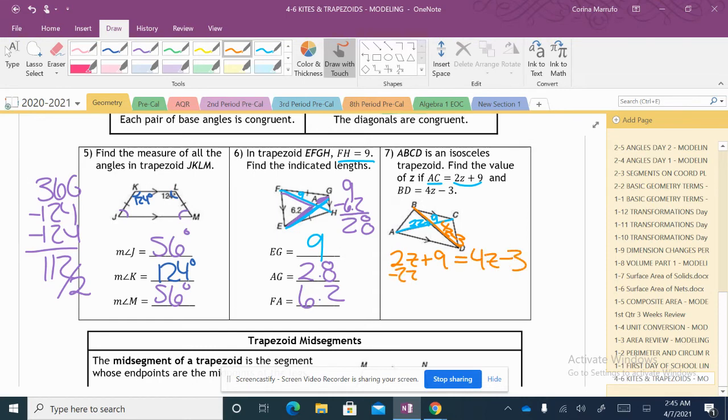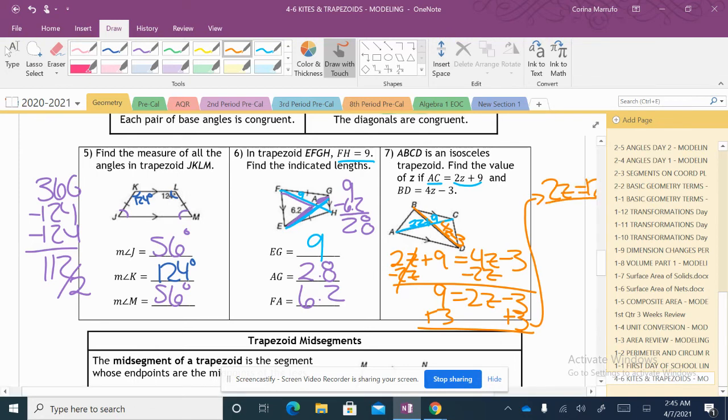First I'm going to move over this 2Z. This cancels, we get 9 equals 2Z minus 3. I'm going to move over this plus 3, and we get 2Z equals 9 plus 3, which is 12. Sorry, I kind of flip-flopped them, but it still means the same thing. We divide both sides by 2, and we get Z equals 12 divided by 2, which is 6. All they're asking us is to find the value of Z, so that's it, we're done.